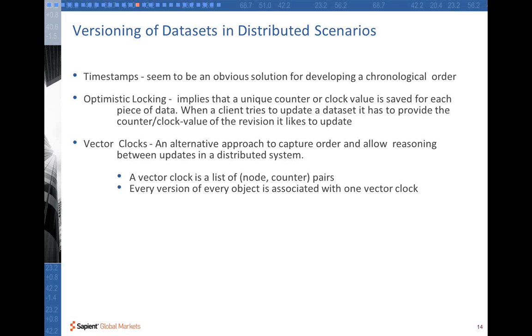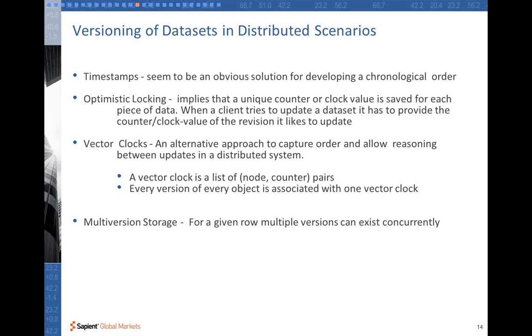Now, vector clocks are an alternative approach to capture order and allow reasoning between updates in a distributed system. A vector clock is a list of node-counter pairs. Every version of every object is associated with one vector clock. If the counters on the first object's clock are less than or equal to all of the counters in the second clock, then the second is the latest updated record. Examples from NoSQL stores, Amazon Dynamo and Riak, use vector clock kind of versioning.